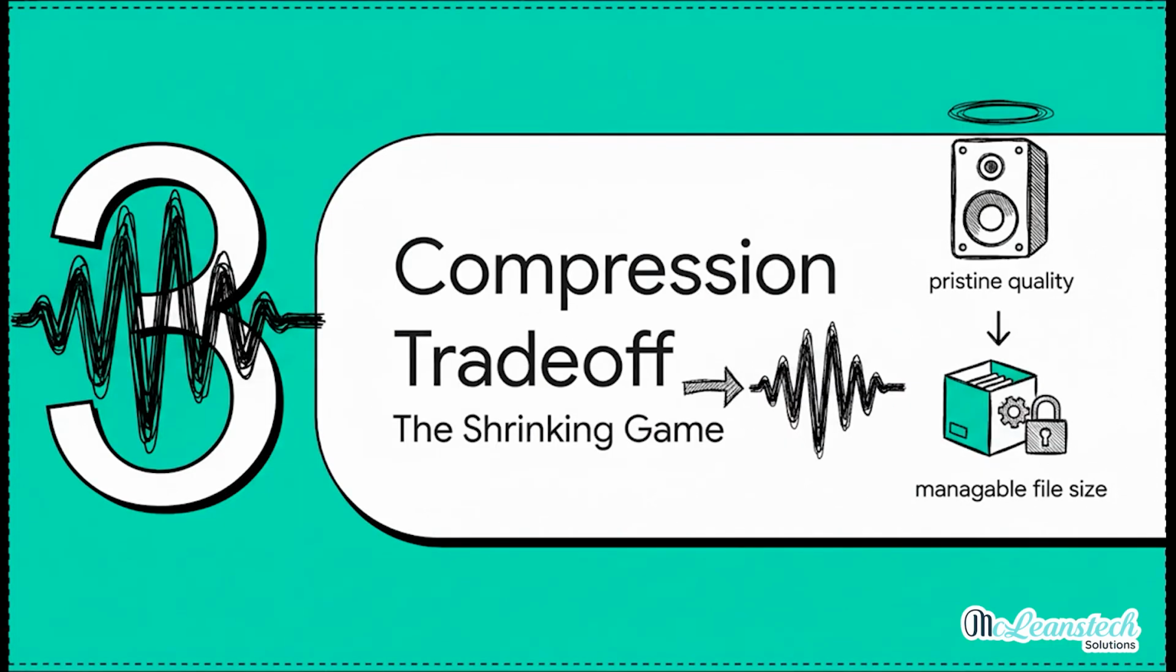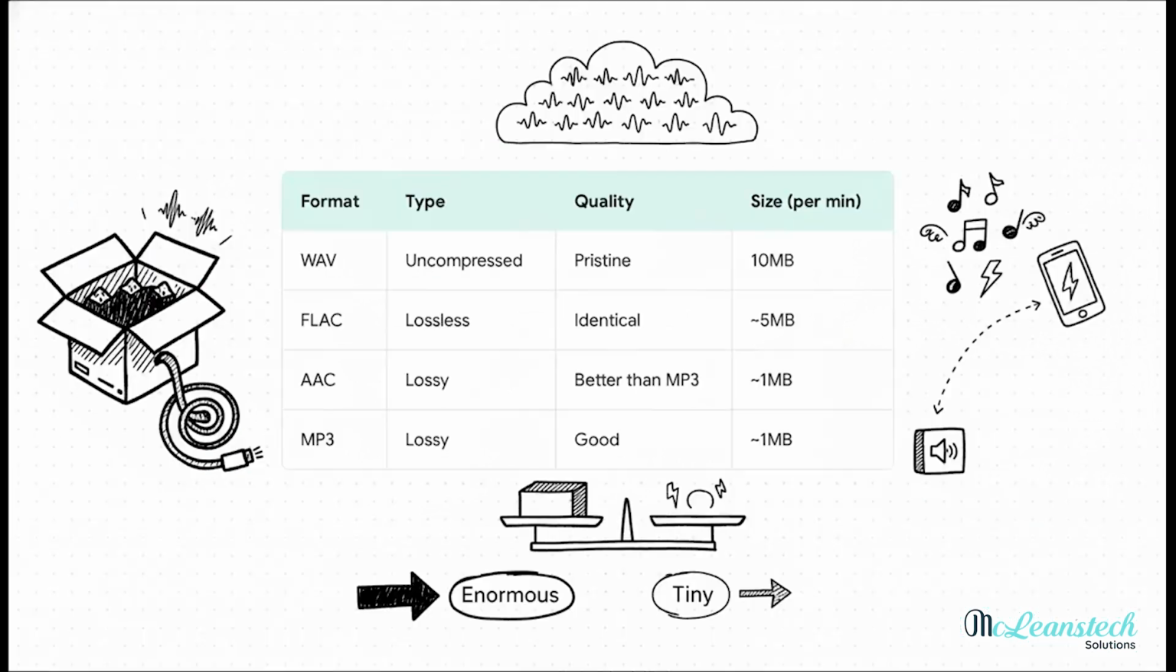So now we've got this perfect digital copy of our sound. Awesome. Except there's a big problem. The file is huge. And this brings us to the central battle in all of digital audio, the constant tug of war between perfect, pristine quality and a file size that's actually small enough to deal with. And you can see this trade-off playing out when you look at different audio files.